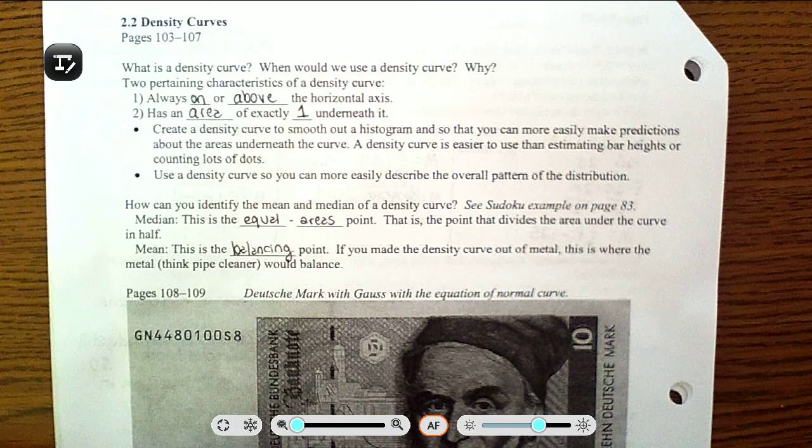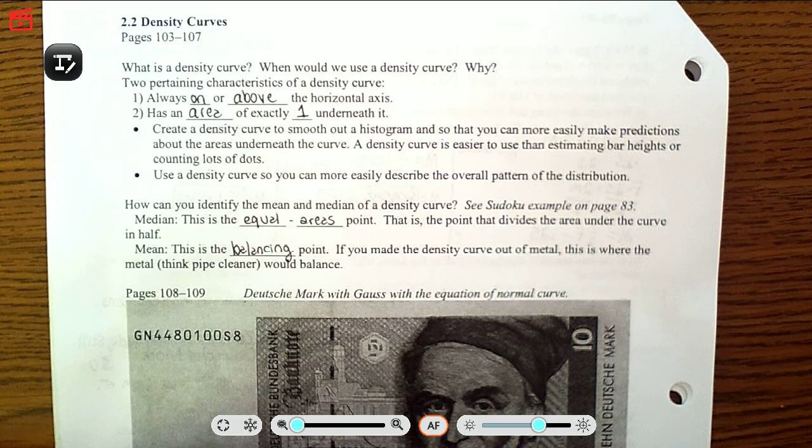Create a density curve to smooth out a histogram so you can more easily make predictions about the areas under the curve. A density curve is easier to use than estimating bar heights or counting lots of dots on a dot plot. Use a density curve so you can more easily describe the overall pattern of the distribution.